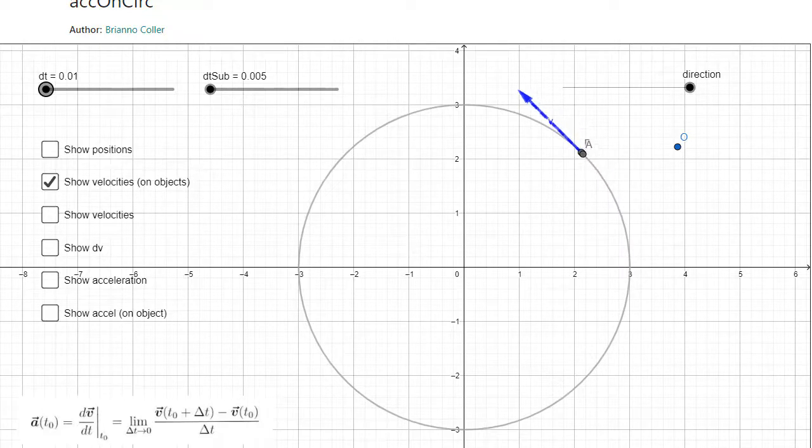And because of that, the way that change in direction works, well, the type of acceleration we get is pointed directly towards the center. It's perpendicular to the path. This is the centripetal acceleration. If you don't quite understand what's going on here, I encourage you to watch that previous video.